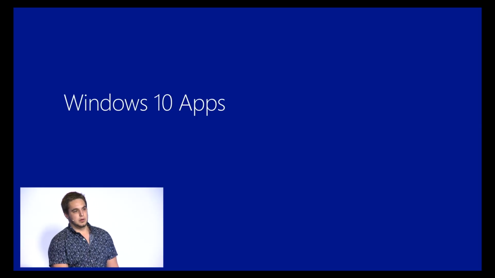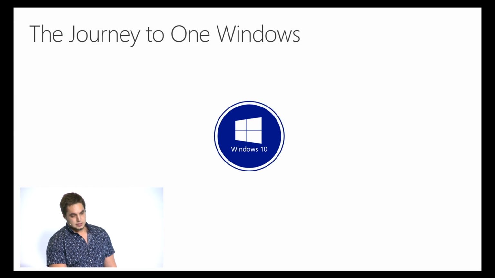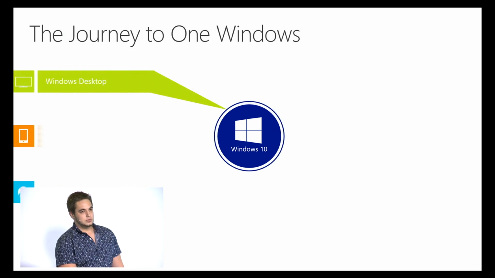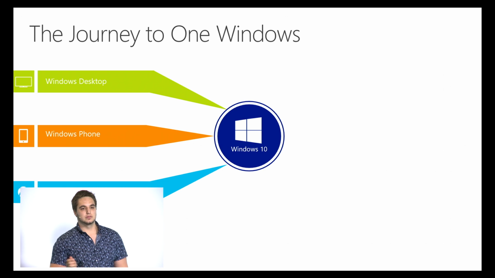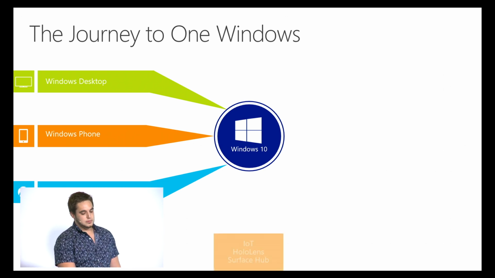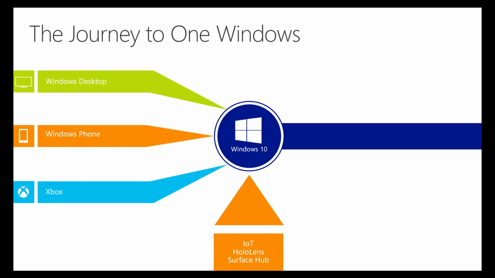So starting off with Windows 10 apps and focusing on web apps for Windows 10. It's been truly a journey to get to one Windows, where we have a universal app platform where all universal Windows apps for Windows 10 run across all devices running Windows 10. And these apps run across desktop, across phone, Xbox, IoT, and Surface Hub, and HoloLens. So Windows 10 web apps are universal Windows apps. They run across all these platforms. They're just like any other native app.